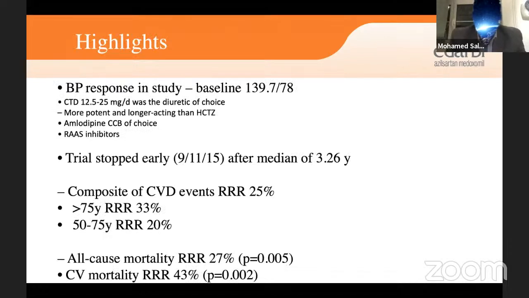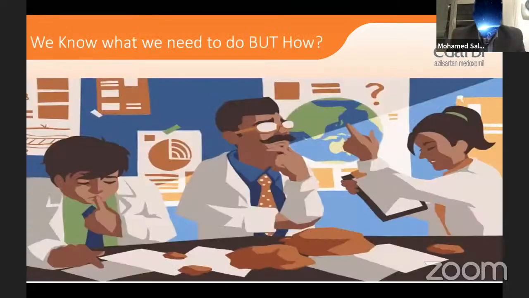The highlight of this study was that it was stopped early because of proven benefit, and also the baseline blood pressure was around 140. The most commonly used calcium channel blocker was amlodipine. The diuretic of choice used during this trial was chlorthalidone, and the main antihypertensives were the renin angiotensin system inhibitors. The effect actually was more pronounced in the elderly, greater than 75, who showed greater risk reduction, as well as in all-cause mortality.